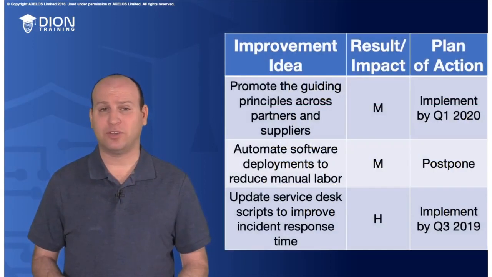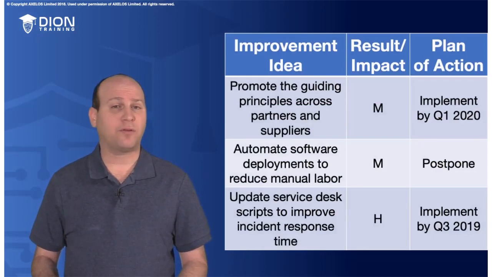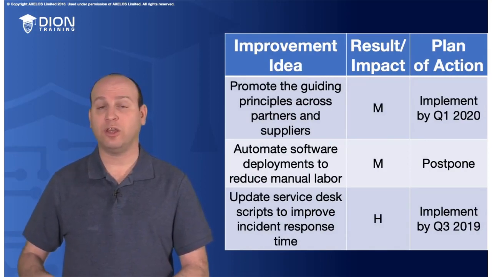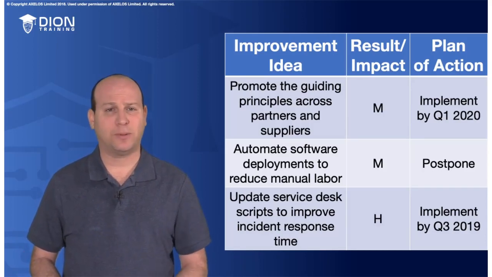Here's an example of a CIR. Here you can see that there are 3 different things that are listed, and the impact for each one, medium, medium, and high. And then the last column there would be where we said what we're going to do with it. Yes, we're going to do this initiative, and we're going to start it in Q1 of next year. Whatever the plan is, we want to make sure we're capturing it.